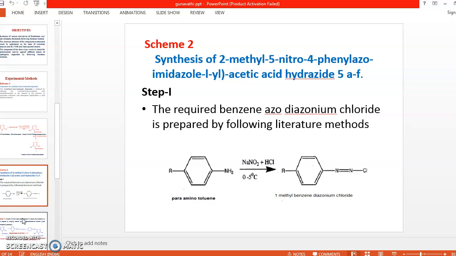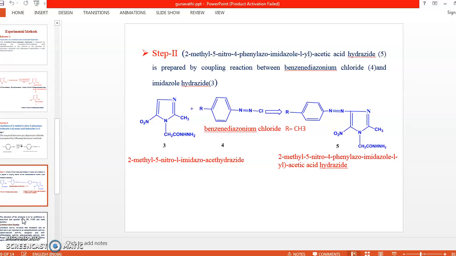The reaction is here. And another method is also used for synthesis of 2-methyl-5-nitro-4-phenylazoimidazole. First step is the required benzene diazonium chloride is prepared by following the literature method. That is para-aminotoluene, in the presence of HCl, we get 1-methyl benzene diazonium chloride. The second step is 2-methyl-5-nitrophenylazoimidazole acetic acid hydrazide is prepared by coupling reaction between benzene diazonium chloride and imidazole hydrazide.